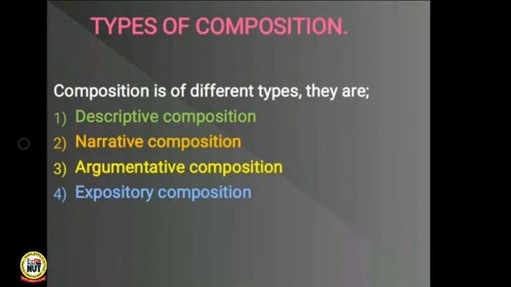Now, what are the types of composition? Composition is of different types. They are descriptive composition, narrative composition, argumentative composition, and expository composition. These are the four main types of composition we have. But for the benefit of today's lesson, we'll just be looking at one. And which one do you think we'll be looking at? From the little exercise I said you should engage in initially, which of these compositions do you think we will be talking about in this lesson? I said you should look at that picture, analyze it, and write about it.